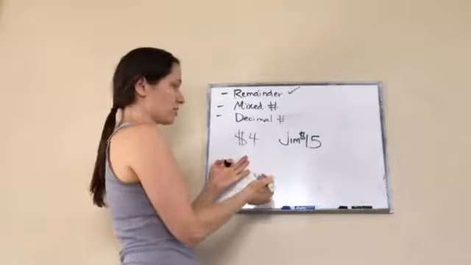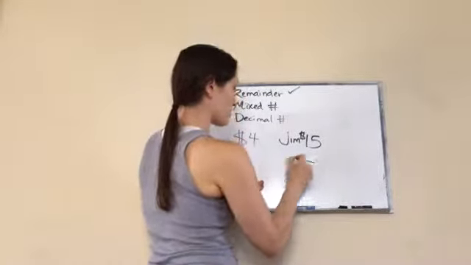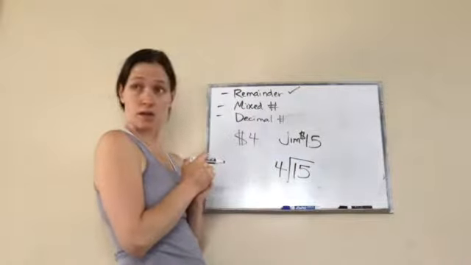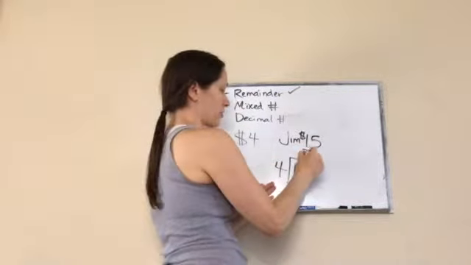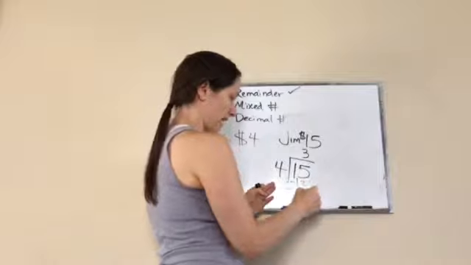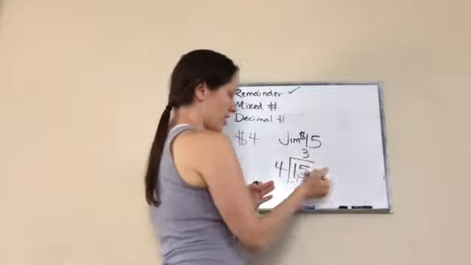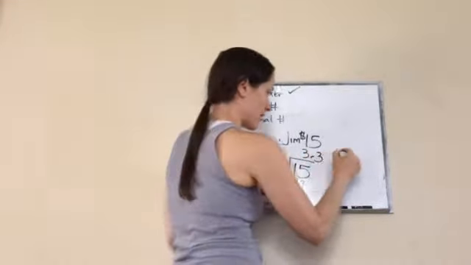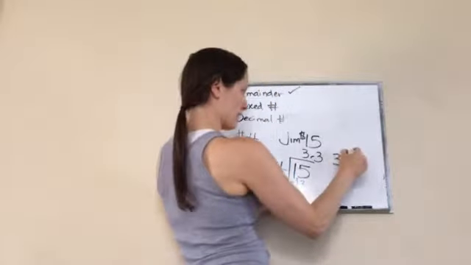So what am I going to do? Divide it. Okay, $15 divided by 4. 4 times 3 is 12. I get 3 left over. So we can either have 3 remainder 3, or 3 and 3/4.